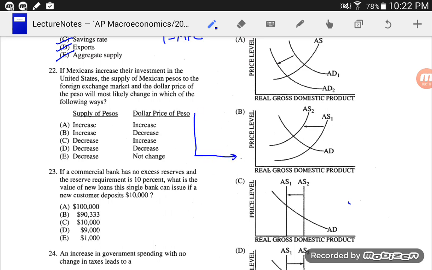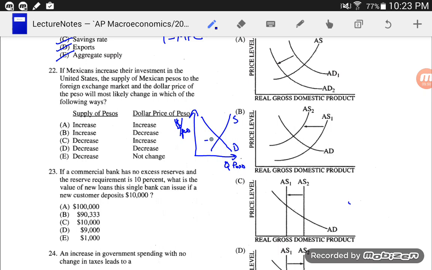This is a classic case where we're looking at the market for pesos, right? Quantity of pesos. We'll have a demand for pesos and a supply of pesos. If Mexicans want to invest in the United States, they need dollars. Oh, and by the way, this is how many dollars per peso. How much does it cost in dollar price per peso?